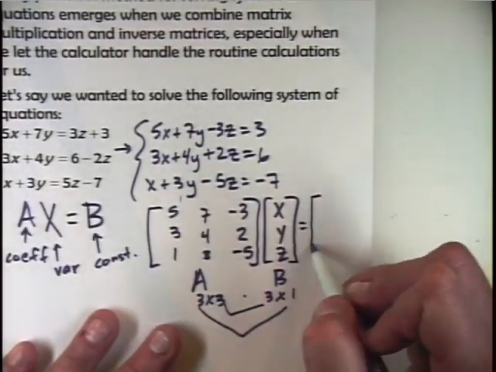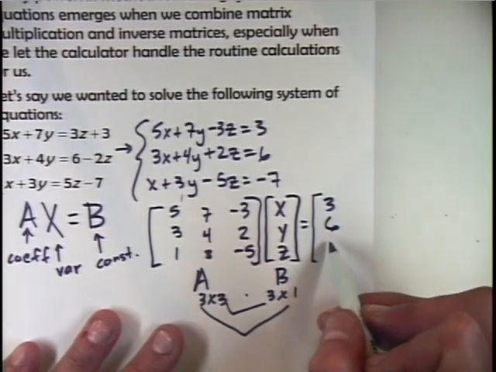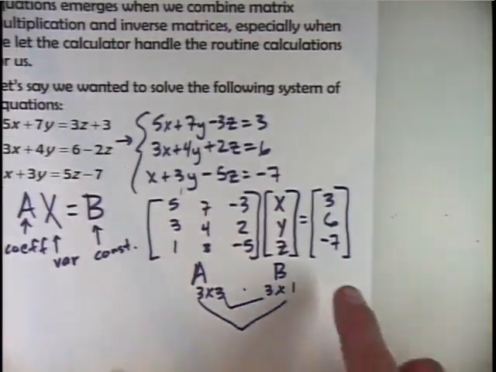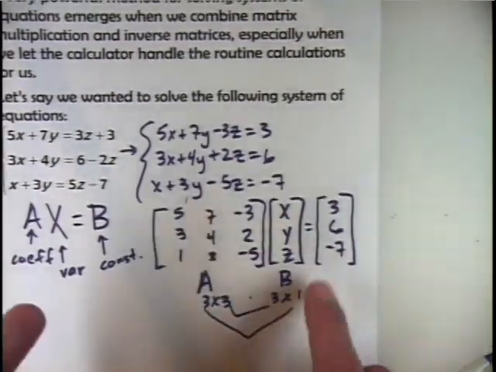Well, guess what that 3 by 1 is going to be? It's going to be these constants right here, 3, 6, negative 7. All right. Now, I've kind of made this problem look a lot more uniform. But how do I use it?